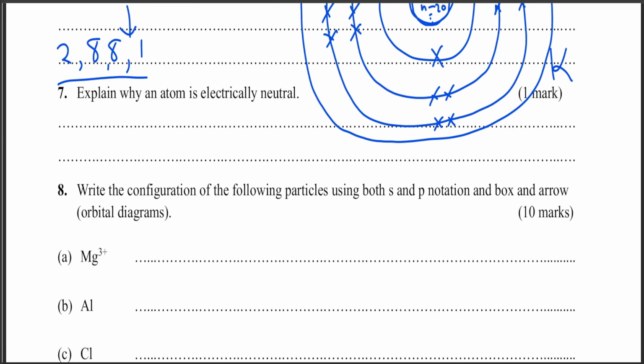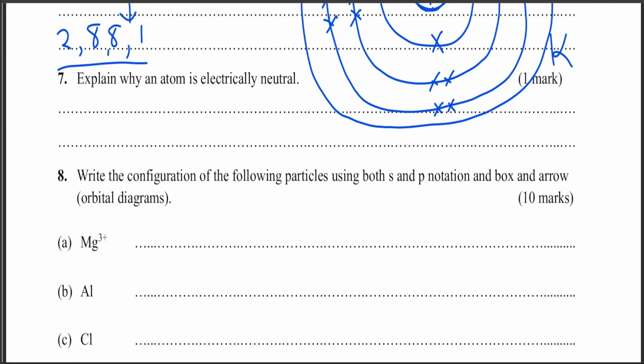Now, question 7, explain why an atom is electrically neutral. Something that is electrically neutral means that the number of protons is equal to the number of electrons. So in an atom, the number of protons is equal to the number of electrons. If they are not equal, then it becomes an ion.